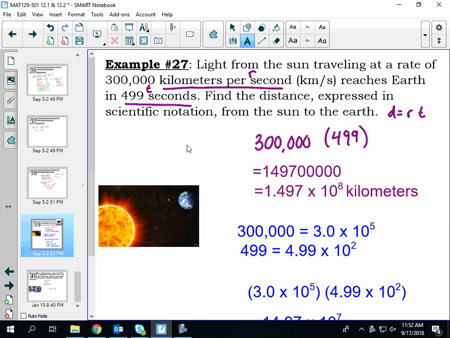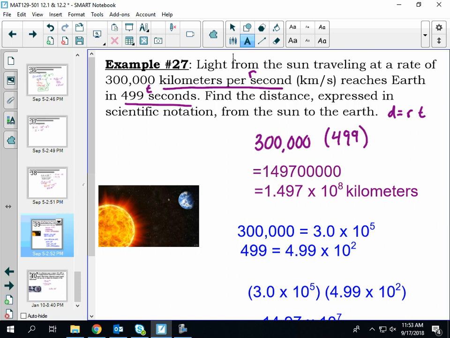Like we said in class, we're going to use that expression distance equals rate times time. So they gave us the rate, 300,000 kilometers per second, and they gave us the time, the 499 seconds. So we know that we're going to have to do the 300,000 times 499. If you'd like to work it with those numbers, when you multiply out, you will get this large number.